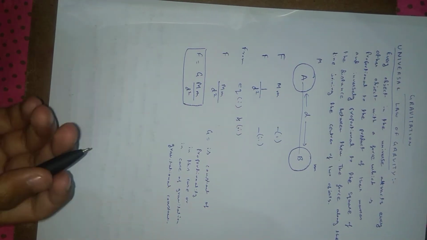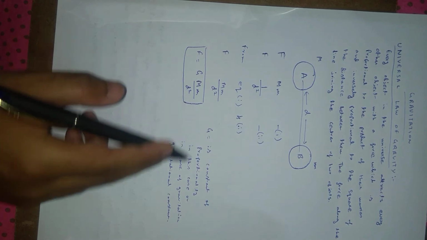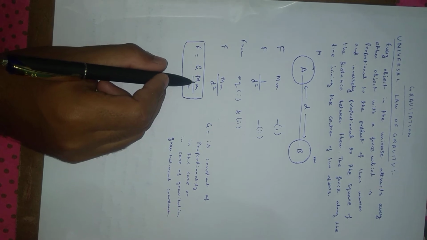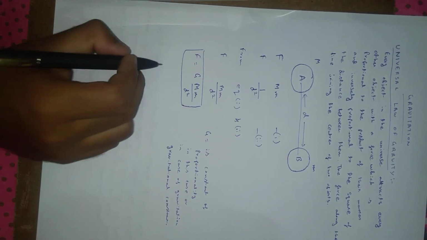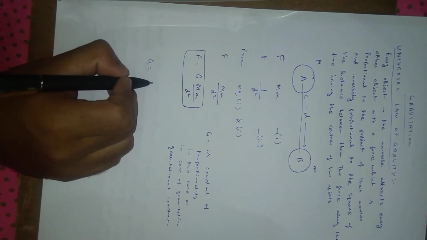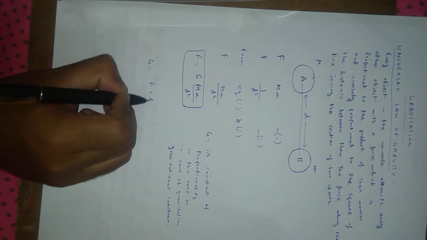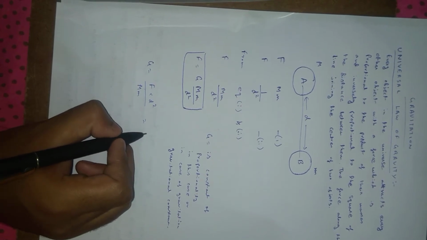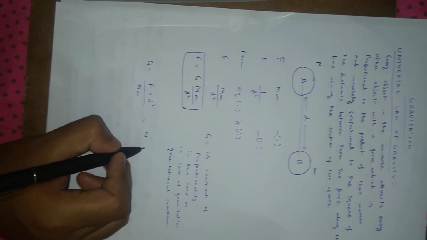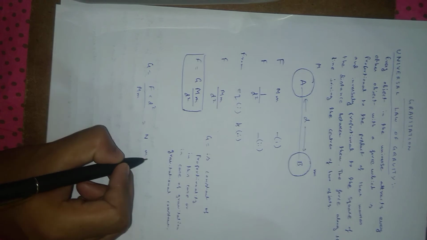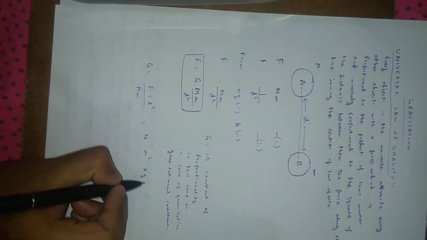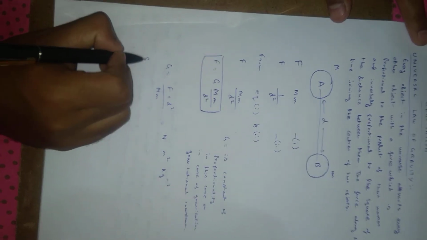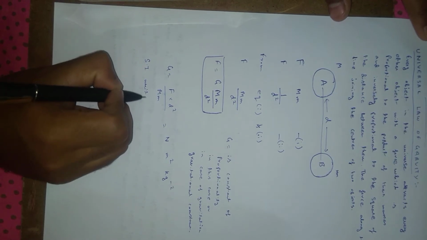So what is the SI unit of G? Capital G, the gravitational constant. So F is equal to capital G multiplied by both the masses divided by distance squared. So G is equal to force into distance squared by capital M into small m. The SI unit of force is Newton. The SI unit of distance is meter, so meter squared, divided by the SI unit of mass, kg.